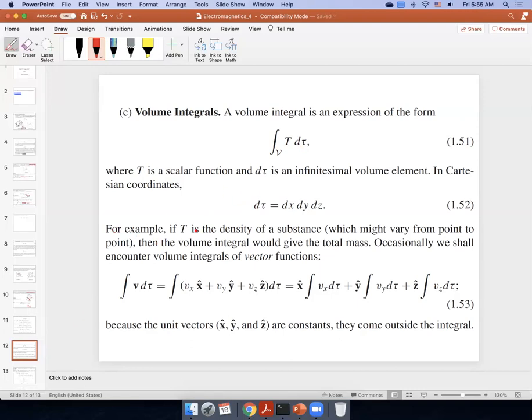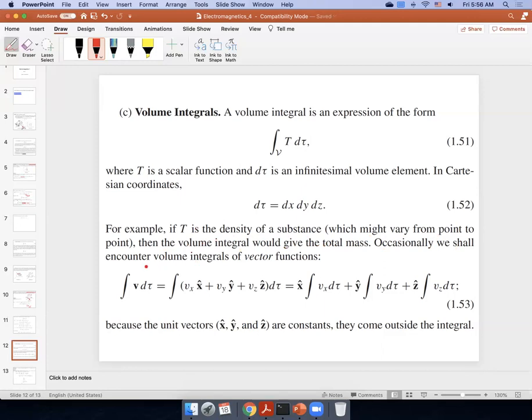For example, if T is a density of a substance, which might vary from point to point, because not all materials have a uniform distribution of density. For some substances, the density might be different. It might be a function of x, y, z. So if T is a density of a substance, then the volume integral would give the total mass.